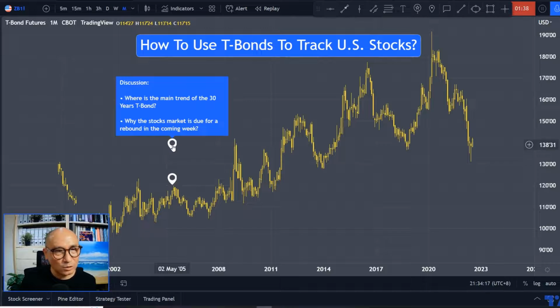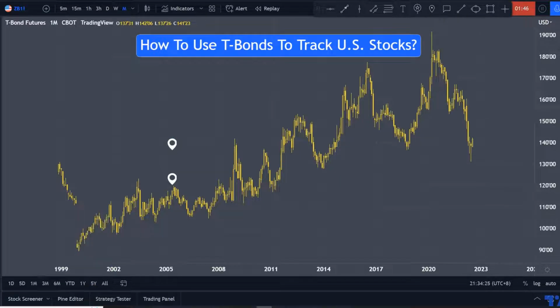So we're going to move into the first part of our discussion. Where is the main trend of the 30 years T-bonds? Before that, I'm going to remove myself. If you've been following my previous videos, we discussed how to construct an uptrend line. We could see that the US T-bonds over the last 22 years in this chart, more than that, have a very beautiful uptrend line. But has this uptrend line been compromised?